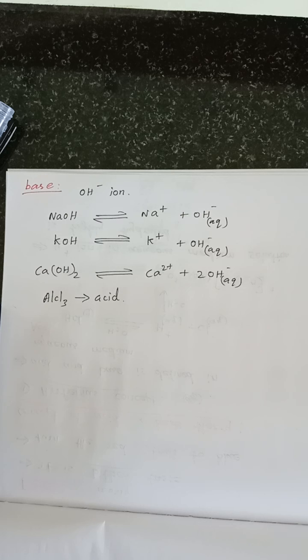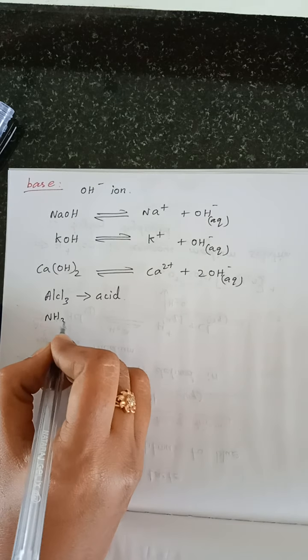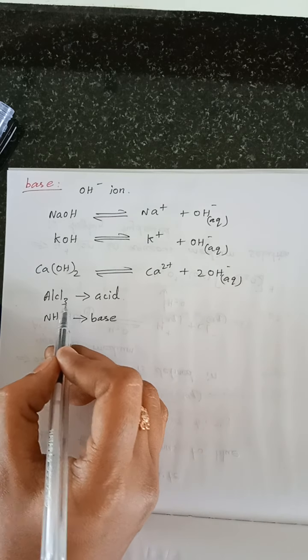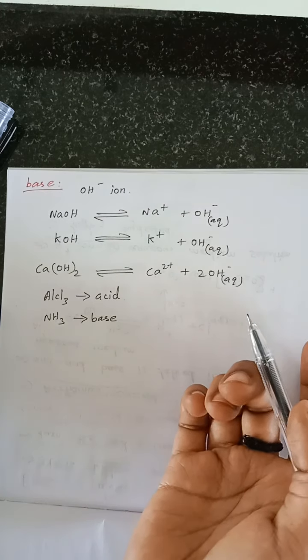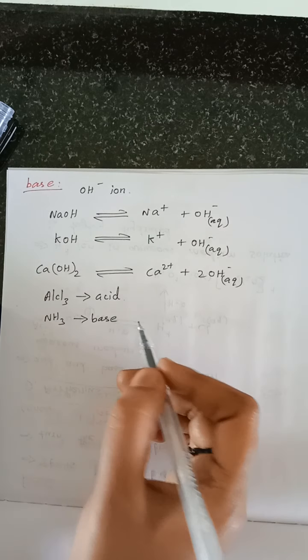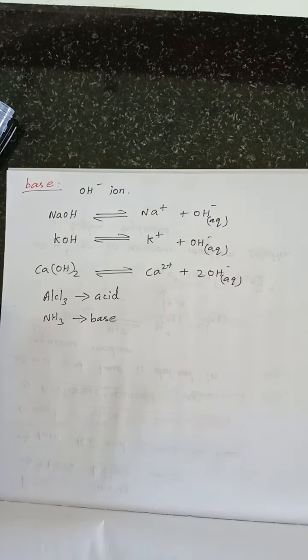The examples of non-aqueous solvents are acetone and tetrahydrofuran. Okay, children. The next, the example of base. Ammonia, NH3, is a base. Aluminium chloride is an acid, but there is no hydrogen ion. Ammonia is a base, but it has no hydroxyl ion, OH minus. It does not contain hydroxyl ion.